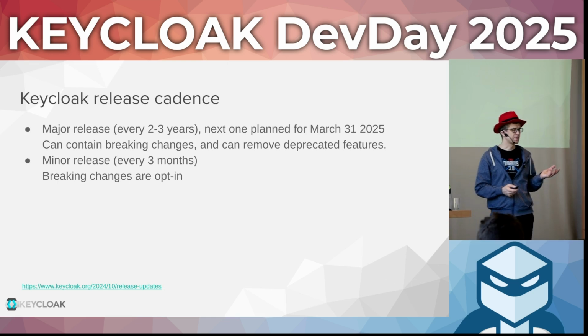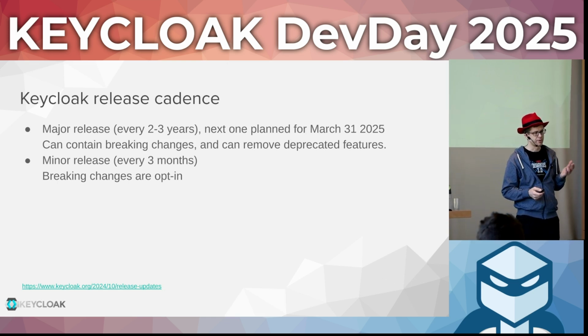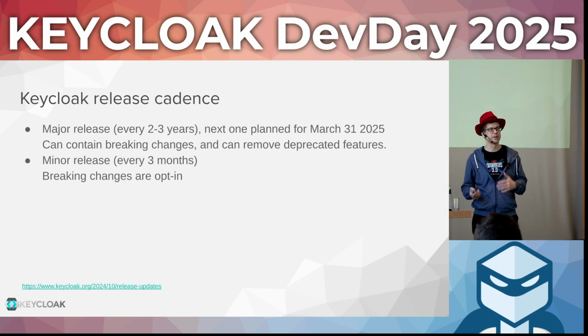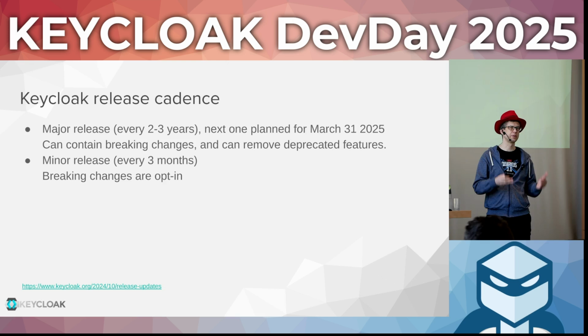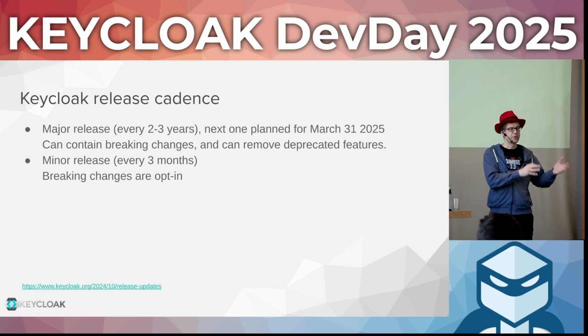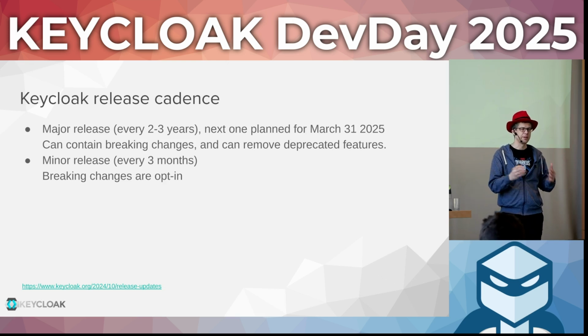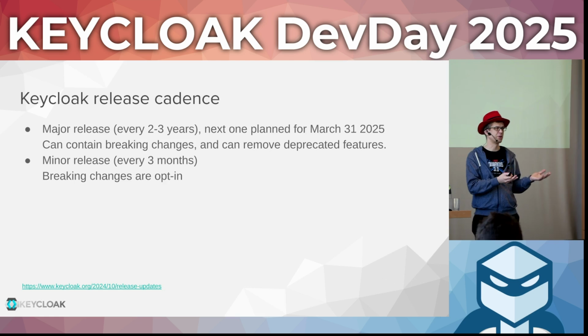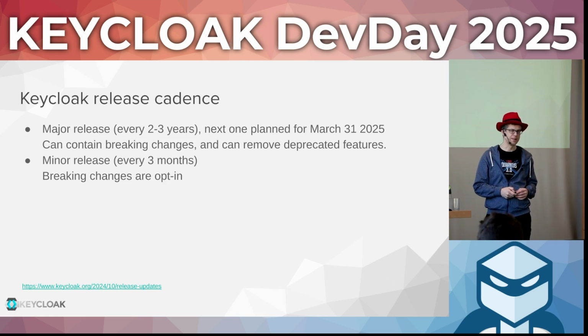The minor releases come out every 3 months. If there are breaking changes in a minor release, they are opt-in, so they will not be enabled by default. You probably need to add a feature flag and say, yes, this breaking change, I want that. Everything else, all the features that are in that release, are then non-breaking and enabled by default. That's the plan.